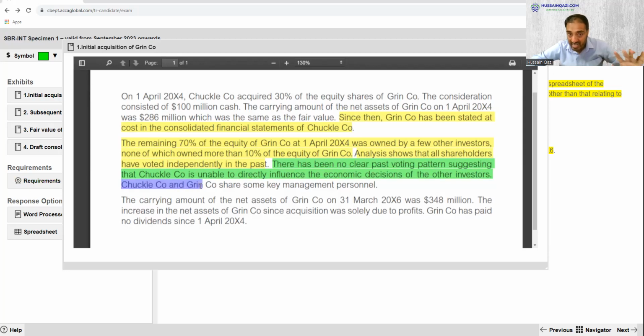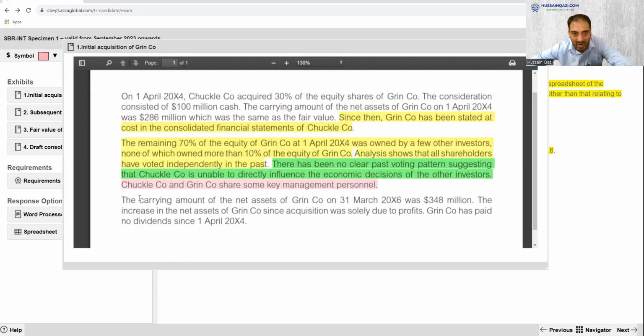Chuckle and Grin share some key management personnel. That is also relevant, because if we only consider the sharing of key management personnel, that is a reflection of control. But if you consider the green highlighted point, that Chuckle is unable to influence the economic decision making, it's not about control. So we have to adopt the knowledge of IFRS 10, apply it to the case, and conclude with our judgment.